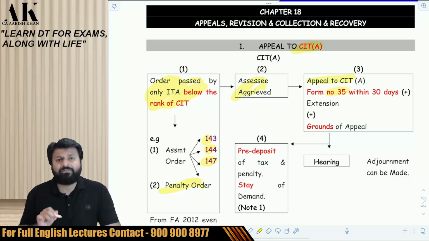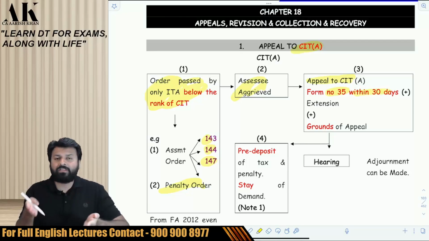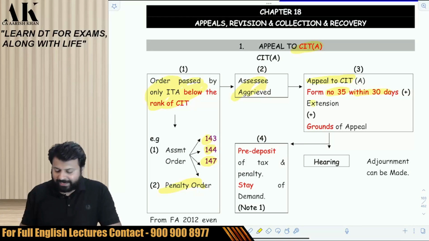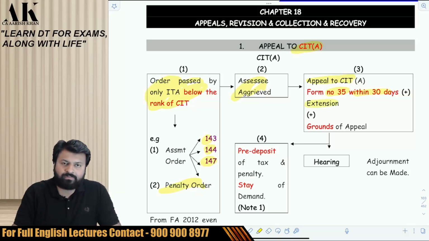In form number 35, the appeal has to be filed. The prescribed form is form 35. Within 30 days. Within 30 days from when? Within 30 days from the date of receipt of the notice of demand. Can the department extend it? The department can extend it depending upon the facts and circumstances of every case.